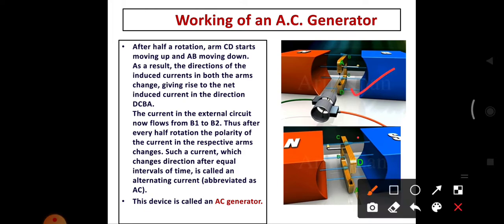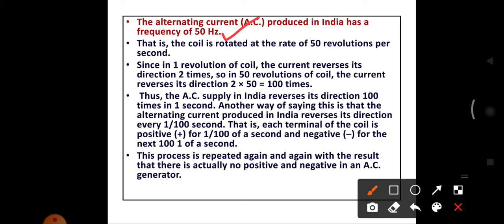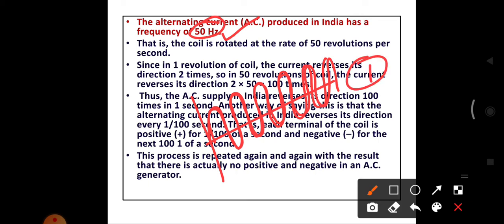And I will explain this Fleming's right-hand rule in the tutoring session through some other YouTube videos. The alternating current produced in India has a frequency of 50 Hz. What is meant by 50 Hz? The 50 Hz is a frequency. In 1 second, 50 waves, 50 cycles are produced.